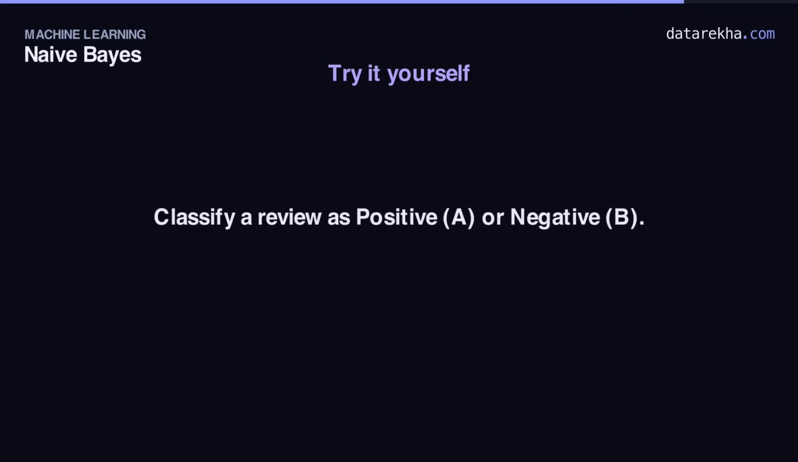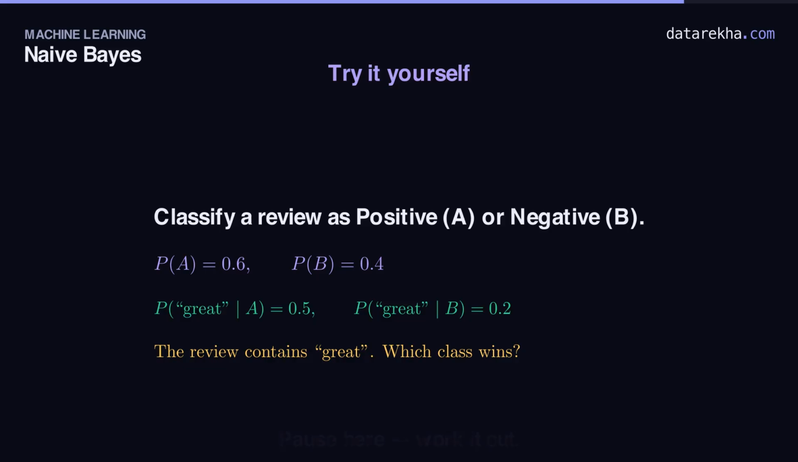Your turn, and you can fully solve this one. A single word decides. You're sorting reviews into positive, class A, or negative, class B. 60% of reviews are positive. The word great shows up in half of positive reviews, but only a fifth of negative ones. A review contains great. Which class wins? Pause, compute the two numerators, and compare.